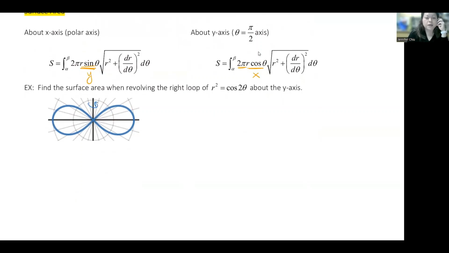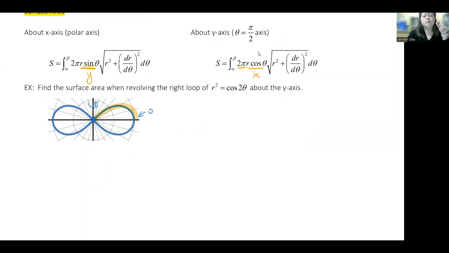You're going to revolve it this way. You don't have to look for the entire thing. You're only looking for the right loop. So you are going to loop this around, but I also don't need the whole thing because I have symmetry. So I only need half of it. So I only need to find the integration for half of it. And now you can see you are starting at 0 and you're getting to this point right here.